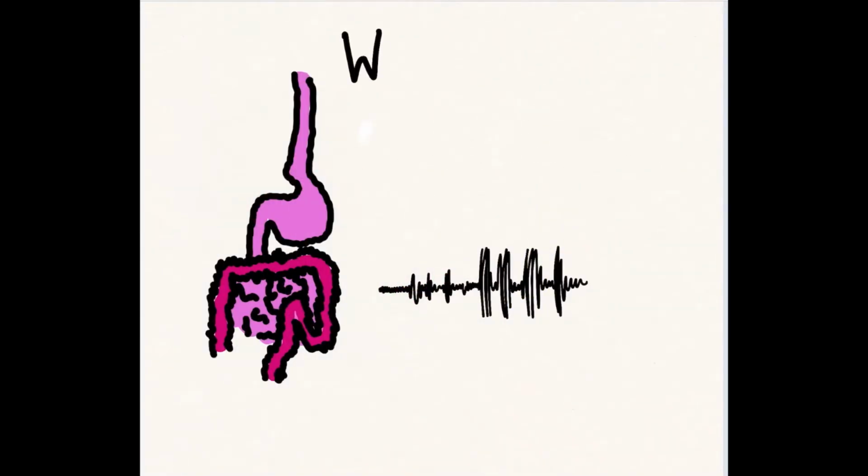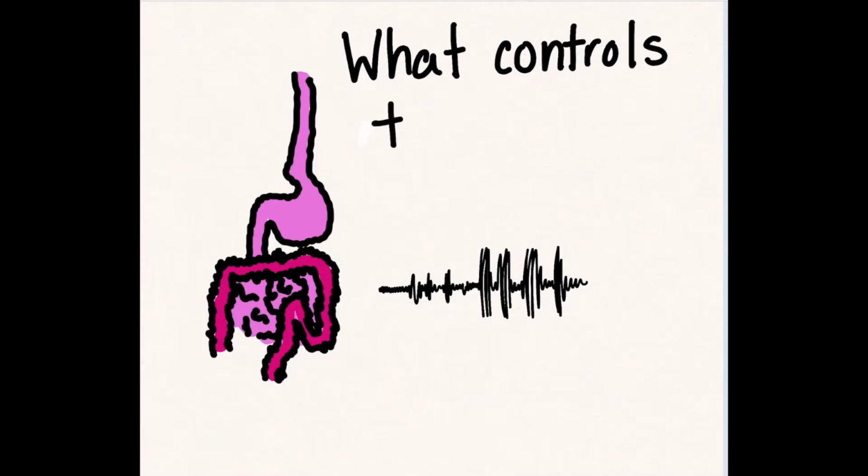What controls the MMC? This is where things get a little complicated. Onset of MMC and mechanistic control of the different phases is regulated by hormones, nerves, and neurotransmitters. Although there are a number of different control mechanisms, I'm going to discuss some of the main players. First, I'm going to discuss motilin.